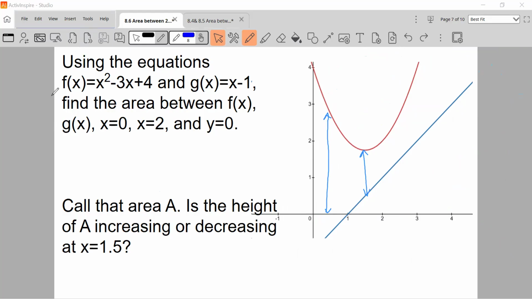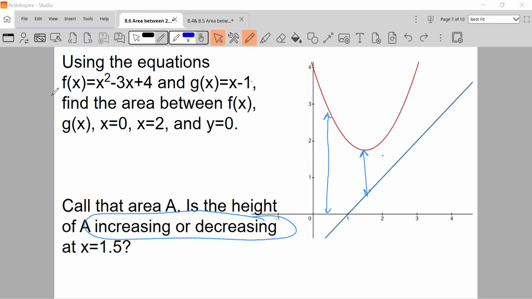But here, the height is these two functions, f and g, subtracted. Now, what's the key calculus word here? Increasing or decreasing. I say increasing or decreasing. You say derivative. That's right. So we're going to subtract these two values and then find the derivative of the height.